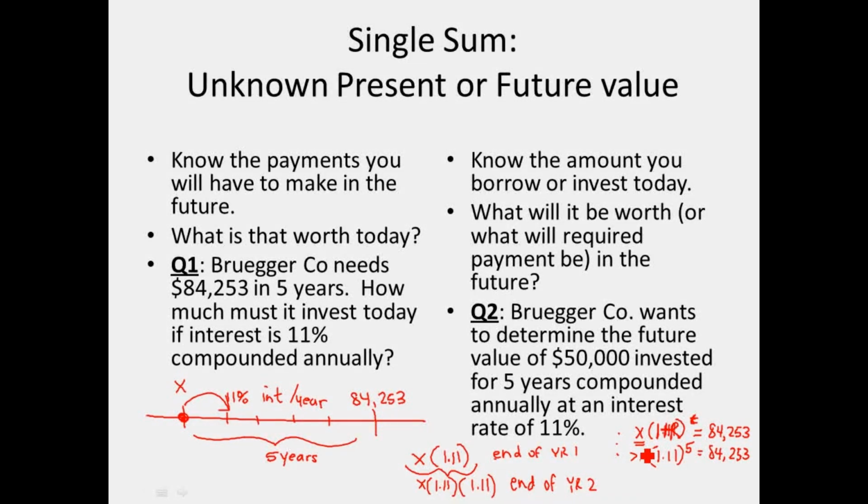Not necessarily. What you could have done instead is say, okay, I have X plus 0.11 times X. But if I simplify that, this would be how much I start with. Oh, well, yeah, in your calculator you could type it as 11% or as 0.11. Doesn't matter to me. But you can't type it as 11 straight up. Okay. Other questions?